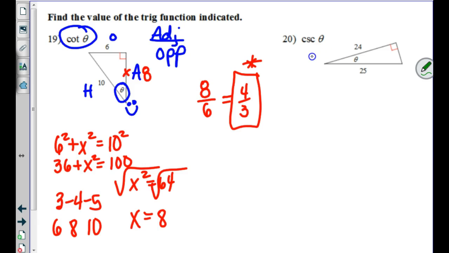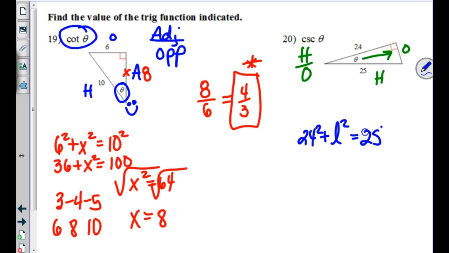Cosecant is the flip of which one? Sine. Sine is opposite over hypotenuse, so we're looking for hypotenuse over opposite. Well, guess what? We don't know the opposite, right? Now, how does Pythagorean theorem go on this question? 25 is the hypotenuse, right? So it's 24 squared plus some leg we don't know squared equals 25 squared.